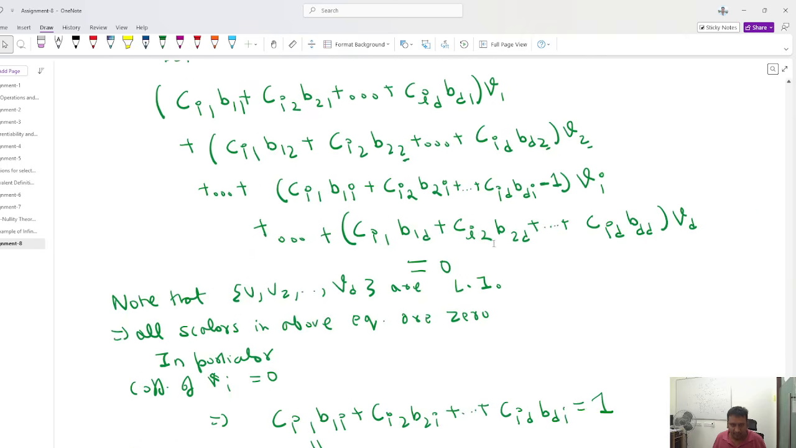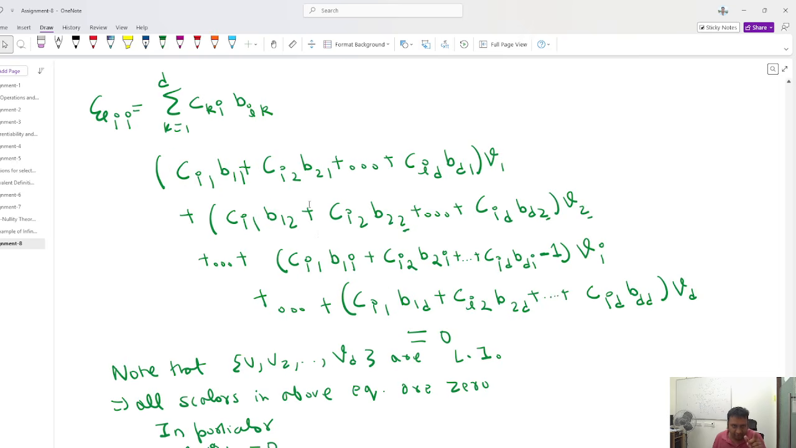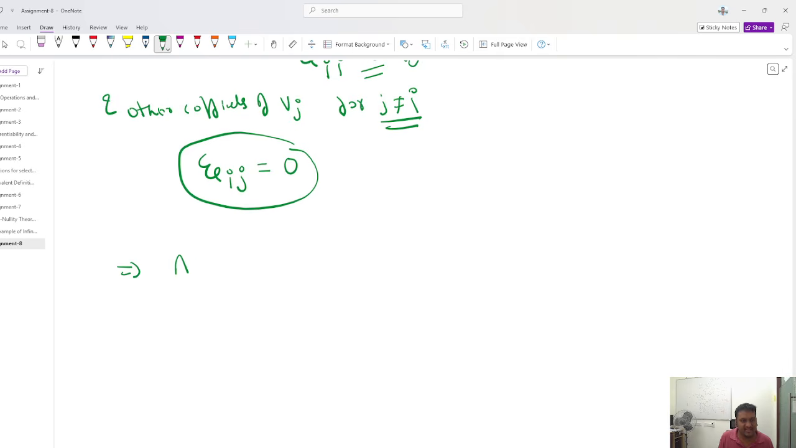Okay? Now, the other coefficients of Vj's for j not equal to I, right? J should not be I there, right? So if you observe, those coefficients are just xi Ij. So that will be 0. So what you have proved here is A prime A is the identity matrix of order n.